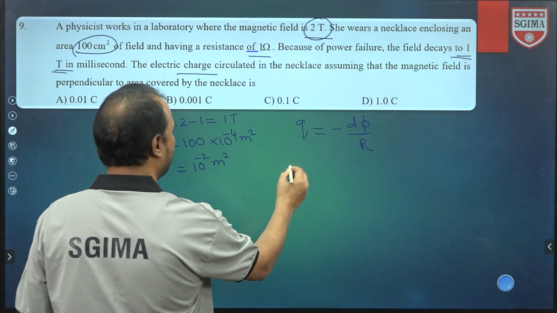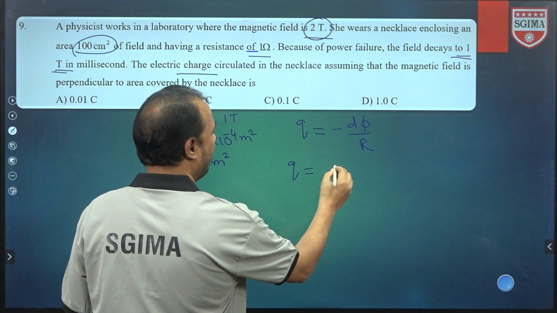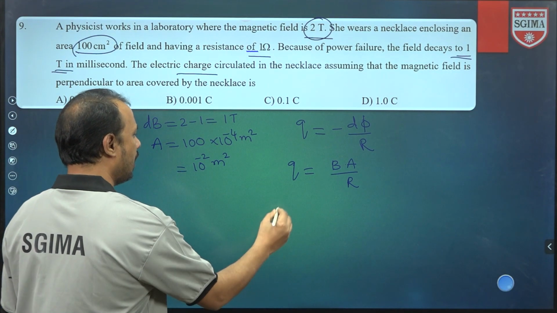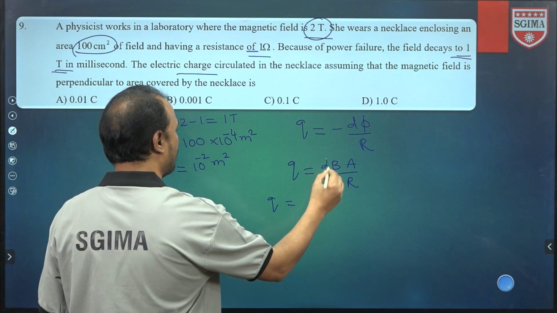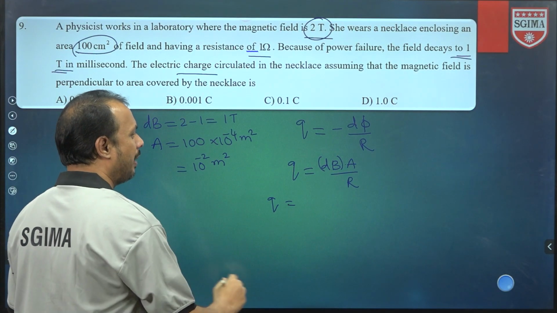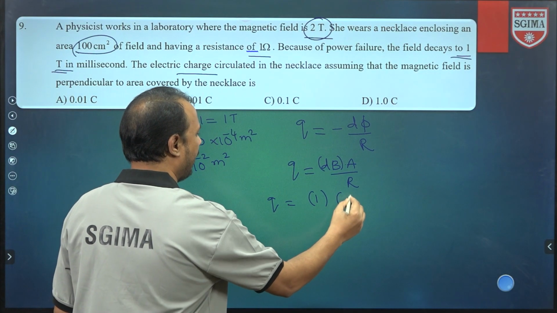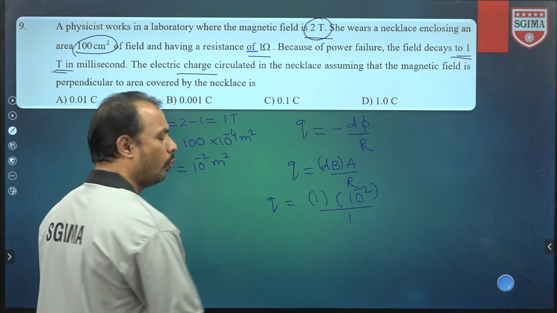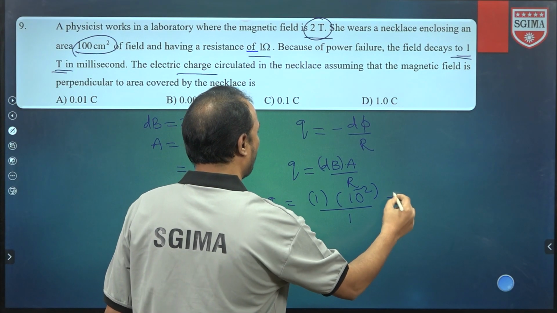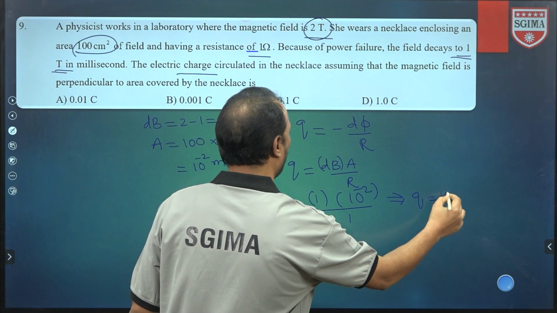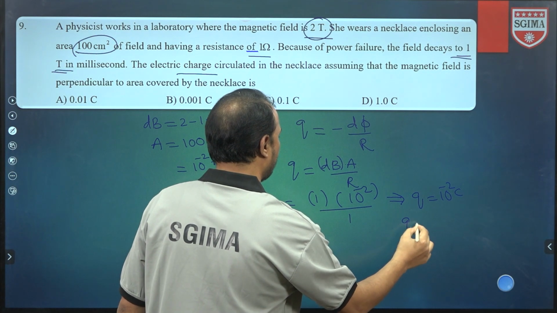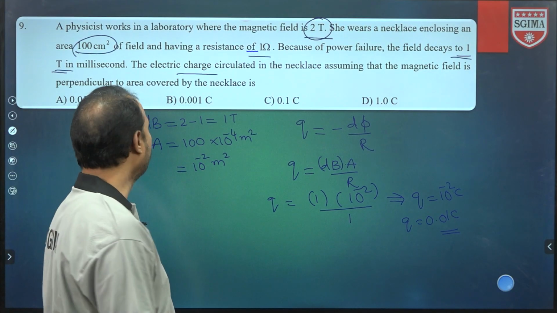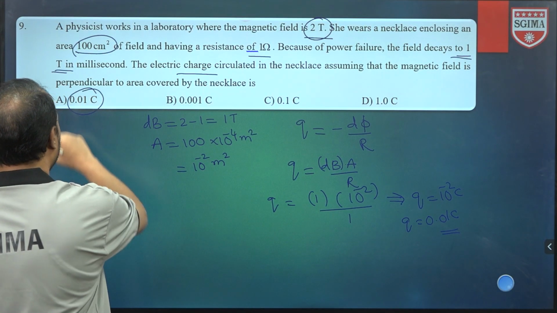d phi is the flux. So flux is written as magnetic field into area, upon resistance. The magnetic field, which is nothing but the change or decrease in the magnetic field, is 1 Tesla. Area is 10 power minus 2, and the resistance is 1 ohm. So the charge is equal to 10 power of minus 2 coulomb, which is written as 0.01 coulomb. So our answer is the first option, 0.01.